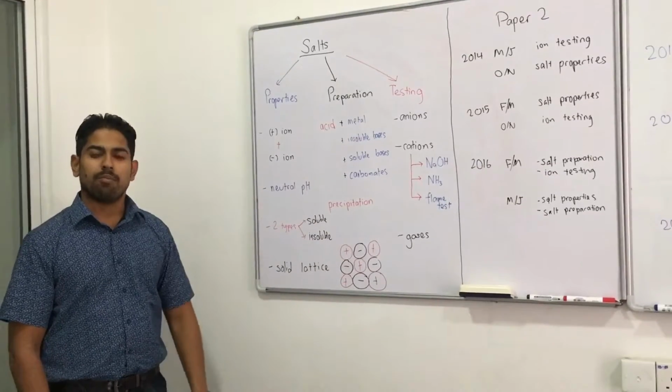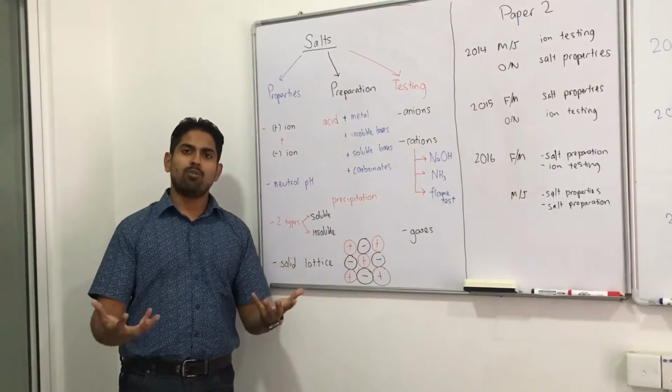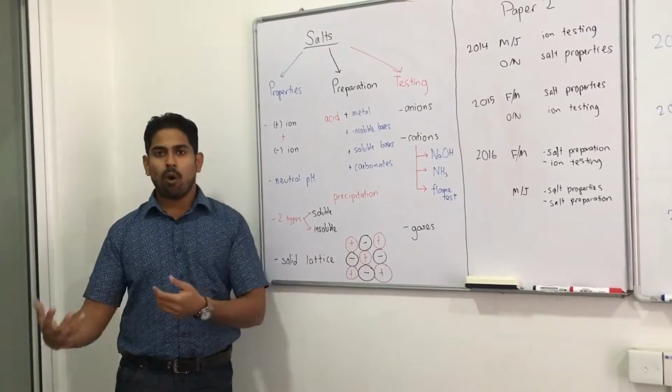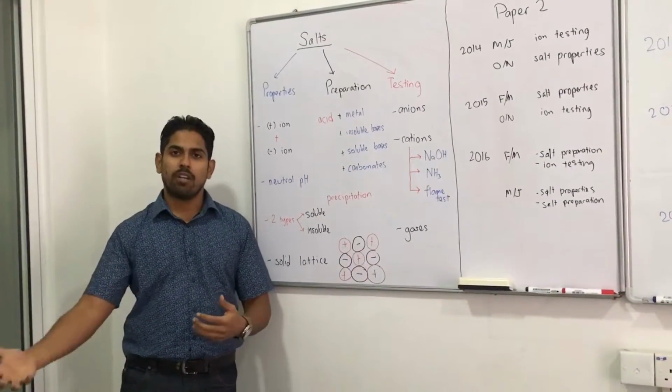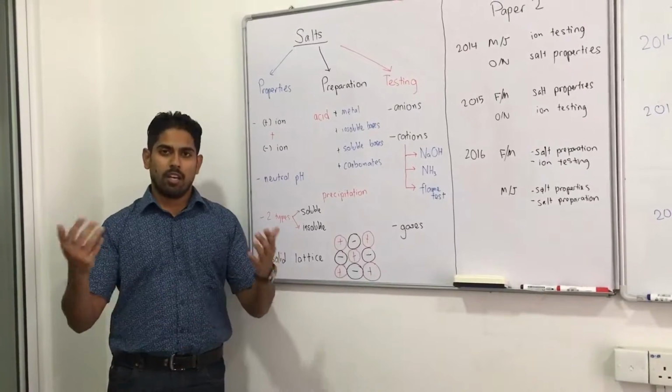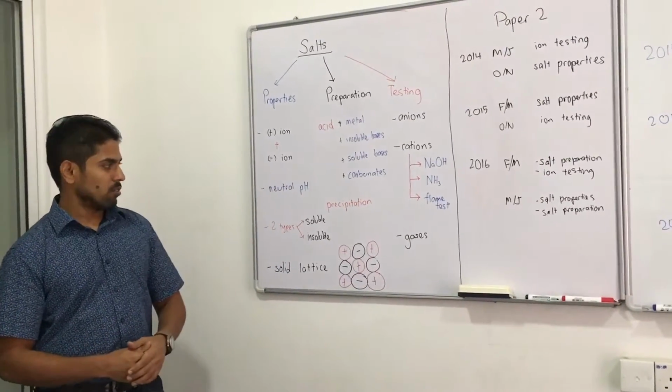Next is precipitation. Precipitation is when you mix 2 soluble salts to form 1 insoluble salt and 1 soluble salt. Why do you do this? So that you can filter off the insoluble salt and take the salt.